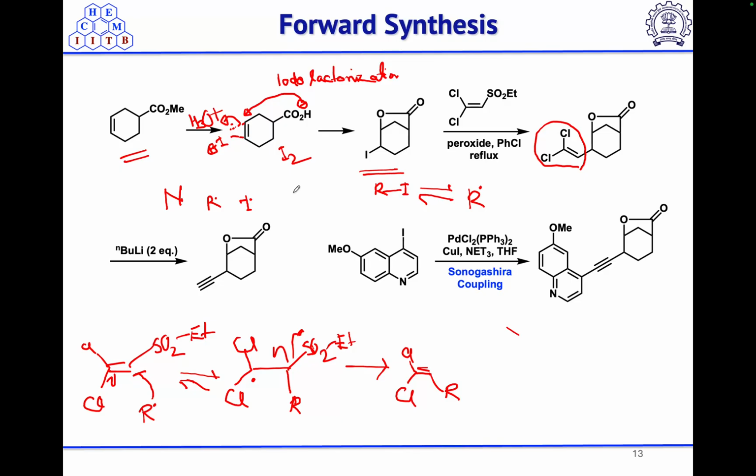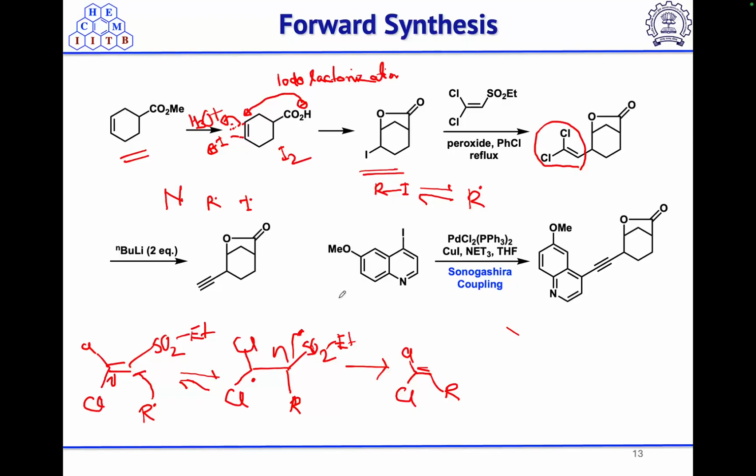Yeah, thank you. After getting this vinyl dichloro derivative, your next target is the formation of this triple bond. If you treat this dichloro compound with n-butyl lithium, lithium halogen exchange will happen and it will give this alkyne. You can get this conversion in the Corey-Fuchs reaction.